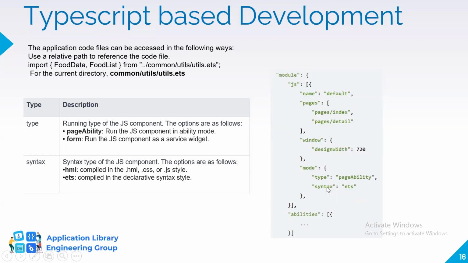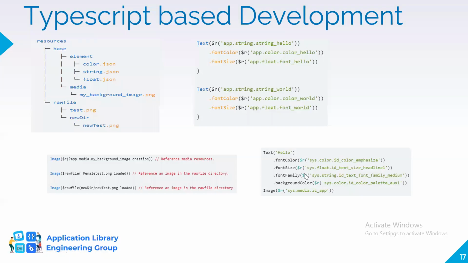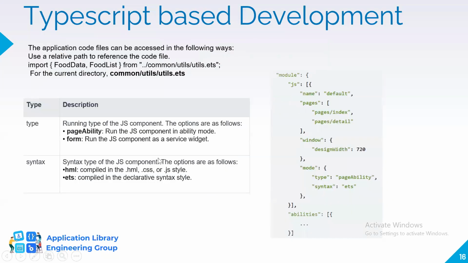And coming to the syntax attribute, this also can have two values, HML and ETS. Since you are intending to develop ETS projects, you will give the ETS value over here. Otherwise, if you want to go for HML, CSS, JS style, then you have to give HML. If you don't give this, the default will be HML syntax. And if you want to develop applications on ETS, then you have to define the mode over here. Okay, let's move on.